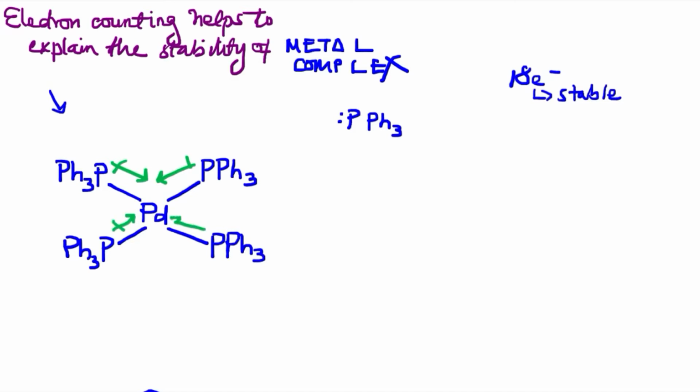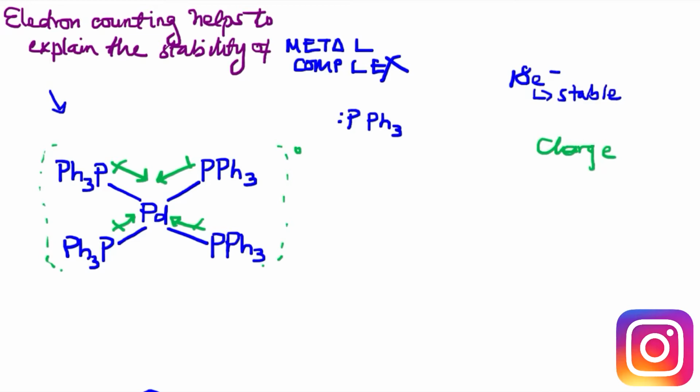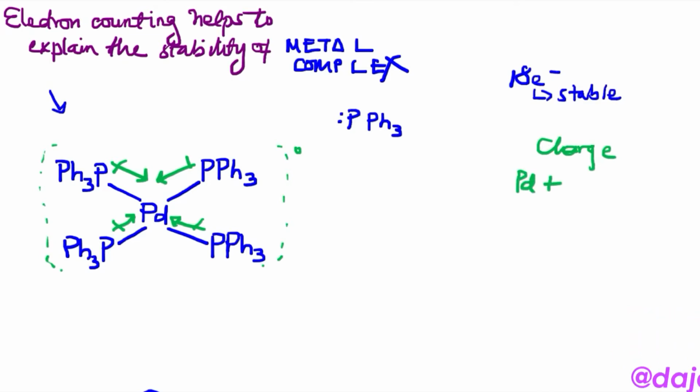Since the overall charge is 0, what is the charge on palladium? We don't know the charge of palladium, but we know that the charge of the ligands in their natural state is equal to 0. Then we have 4 of those ligands. 4 times 0 equals 0, and that shows that palladium has a 0 charge.